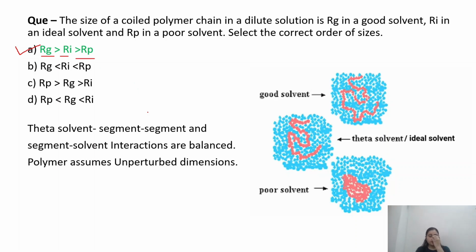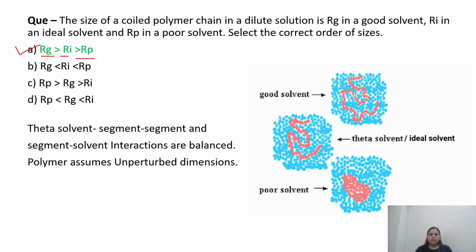As we can see in the figure on the right hand side, when a polymeric chain is mixed with the good solvent, the solvent will go inside the polymeric chain, and the chain will be expanded. The chain will be far away, and it will be in the maximum expanded form. While when it is put in the theta solvent or the ideal solvent, the chain size will be the same as before.